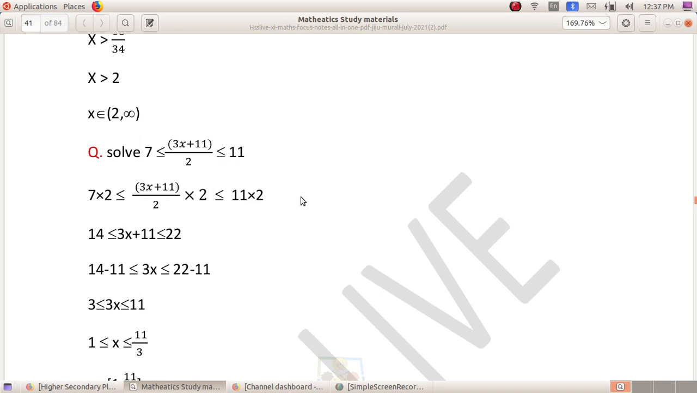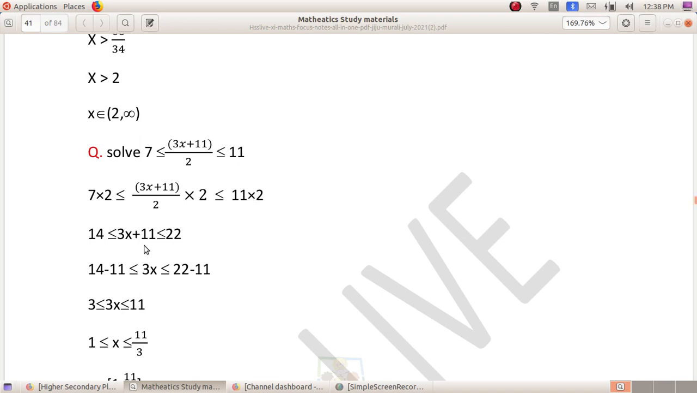This is 14, this is what? 22. Okay, now this 2 is removed. This is the only technique to remove the denominator, because this expression has 2 inequalities. So this is the only step. Okay, so we got this line.